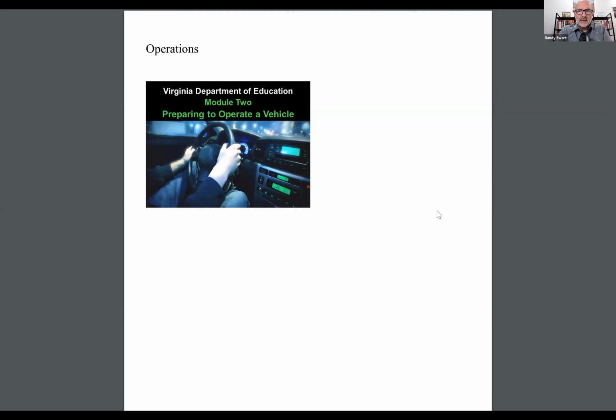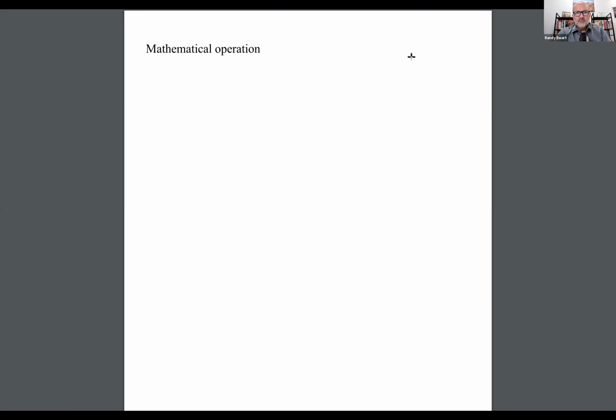First, let's talk about the idea of operations. We've heard that before. We operate a vehicle. We talk about driving a vehicle. The formal term for that may be operate a vehicle. And what that means is you're doing something with the vehicle. Well, we're doing stuff with math. We're doing stuff with the numbers. And that's what I want to look at now. So a mathematical operation is doing stuff like you do stuff with a car, but with numbers.